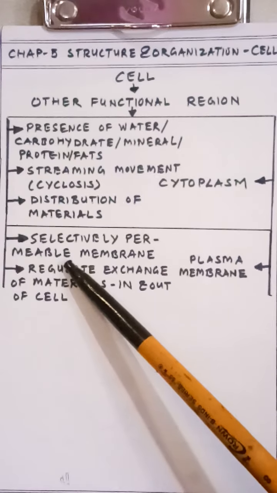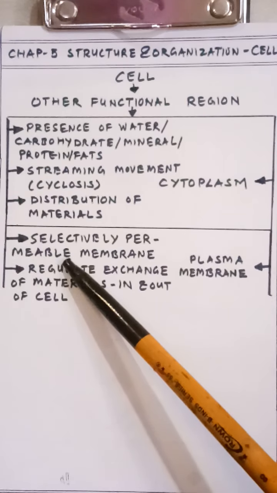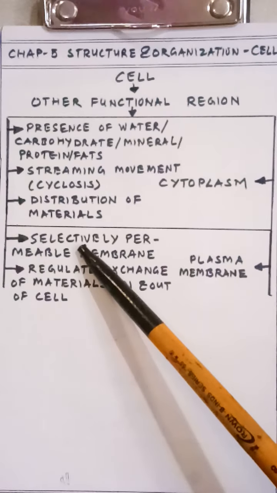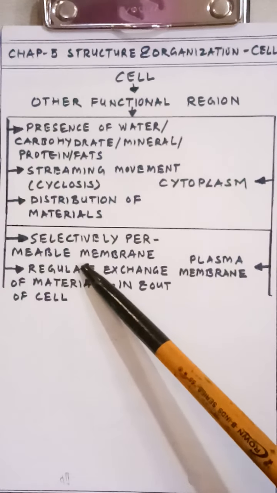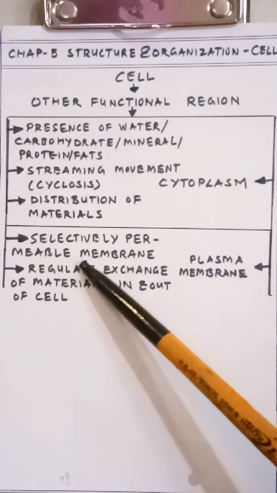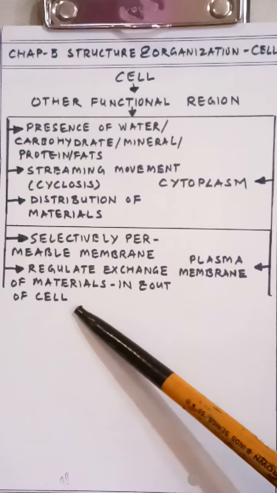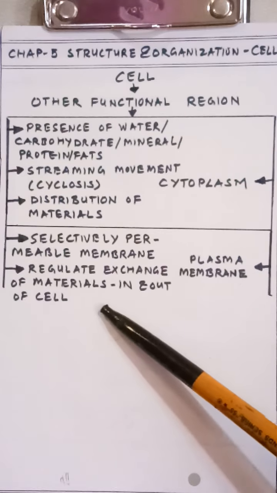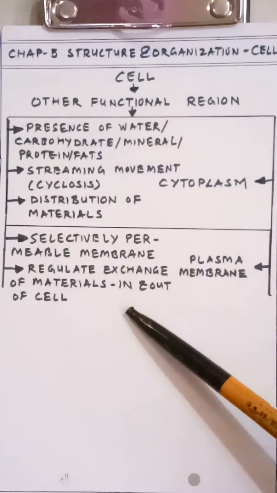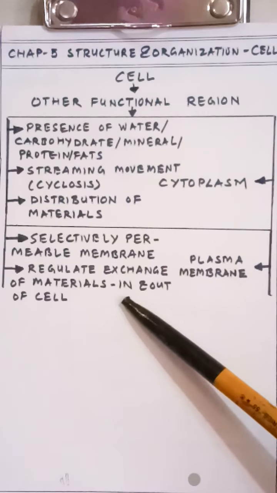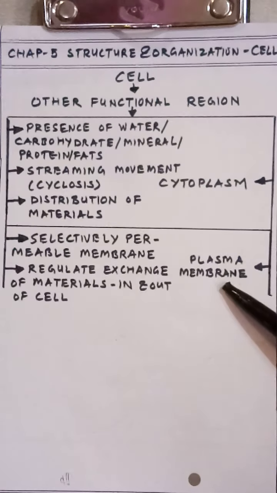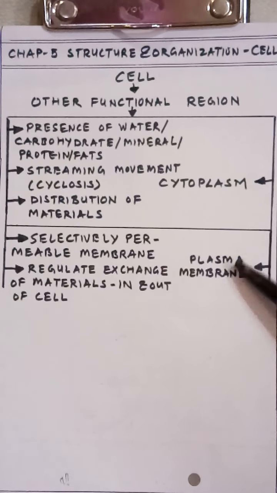Permeability means entry and exit, and selectively means on the basis of specific selection. Not all the materials will be allowed. Some of the material will be allowed, some will be rejected. So this plasma membrane is said to be a selectively permeable membrane. It regulates the exchange of material in and out of the cell. Whatever material is required by the cell, it allows to enter, and whatever material is useless for the cell, the plasma membrane will not allow. So the plasma membrane and cytoplasm are the two other functional regions.